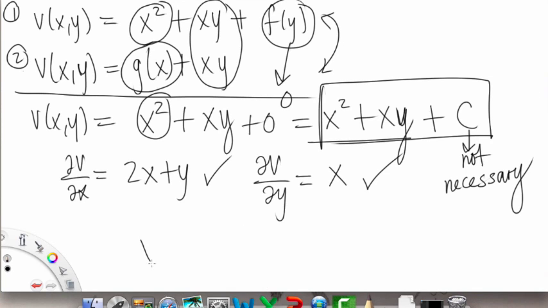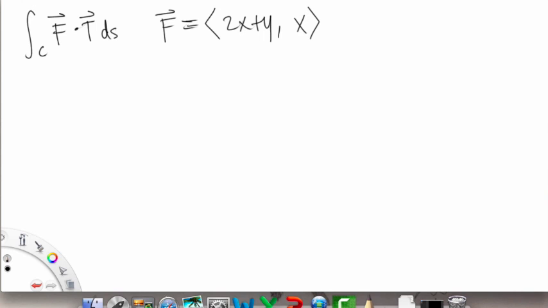We found our potential function, and I'll just rewrite it here just for future reference. So keep that in mind. And now we'll solve the second part. So part 2 of the question asks to find the vector line integral given the vector field 2x plus y comma x. Okay, and then they also gave us that the curve goes from the point 1, 2 all the way up to 5, 7. Okay, so this is the start P and this is the end Q.